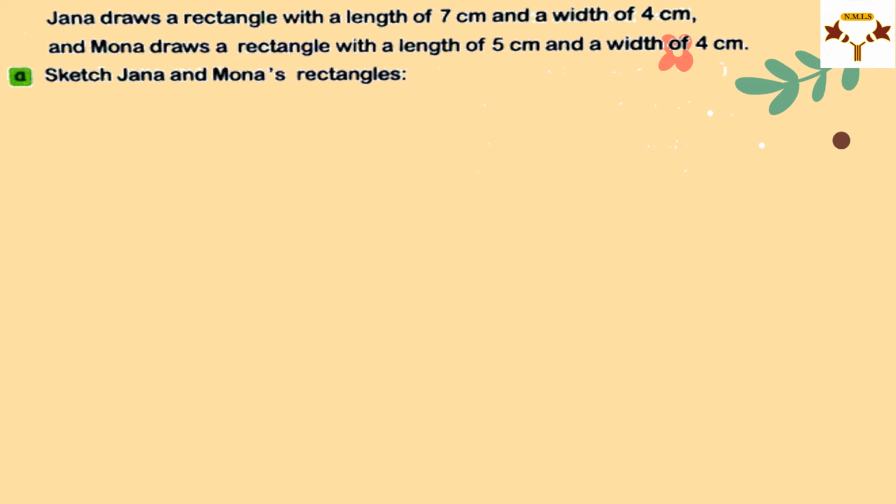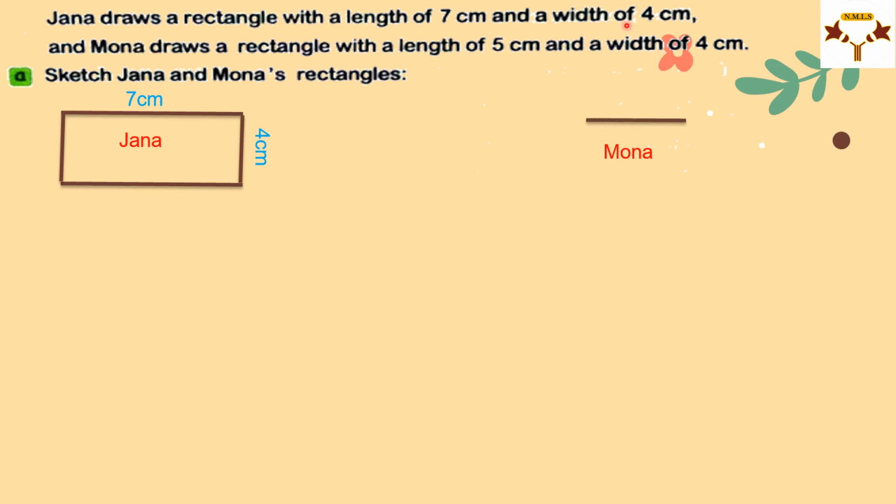Here I have Jana draws a rectangle with a length of 7 cm and width 4, and Mona draws a rectangle with length 5 and width 4. Sketch Jana and Mona's rectangles. So first of all, I'm gonna draw the rectangle for Jana. So the length 7 and width 4. Let's draw a rectangle with length 7 and width 4. And the rectangle for Mona, the length is 5 and the width is 4.